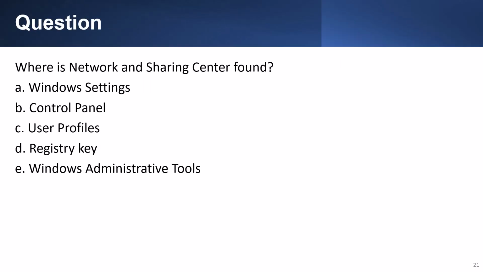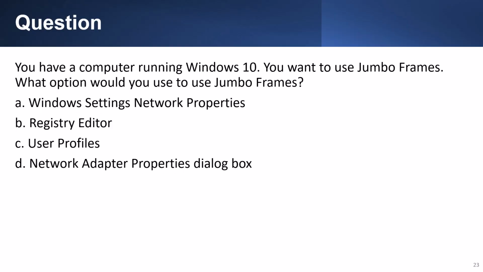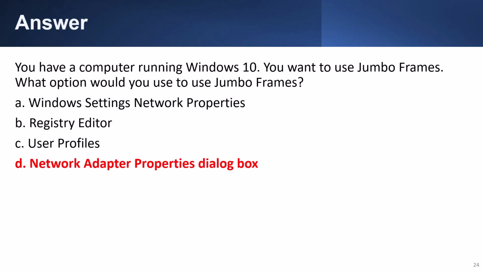Question: Where is Network and Sharing Center found? Answer: Control Panel. Question: You have a computer running Windows 10. You want to use jumbo frames. What option would you use to use jumbo frames? Answer: Network Adapter Properties dialog box.